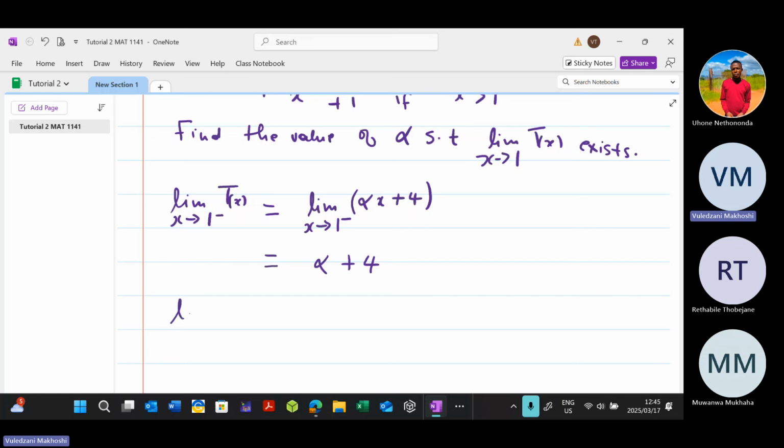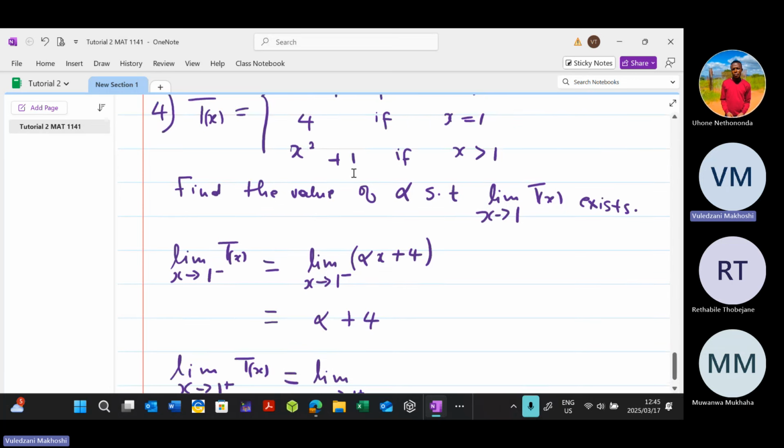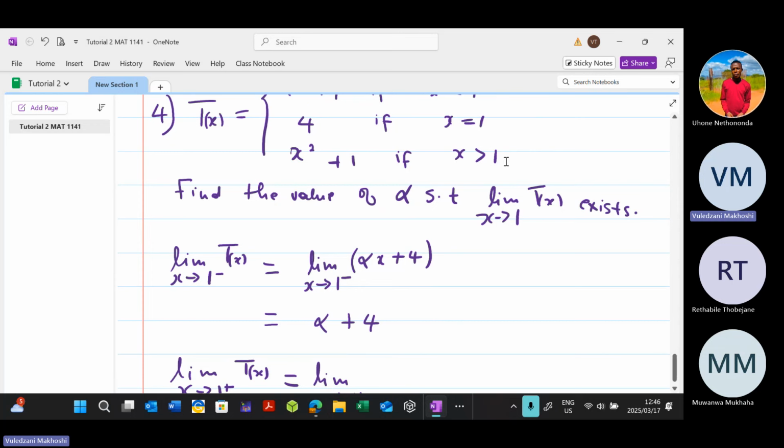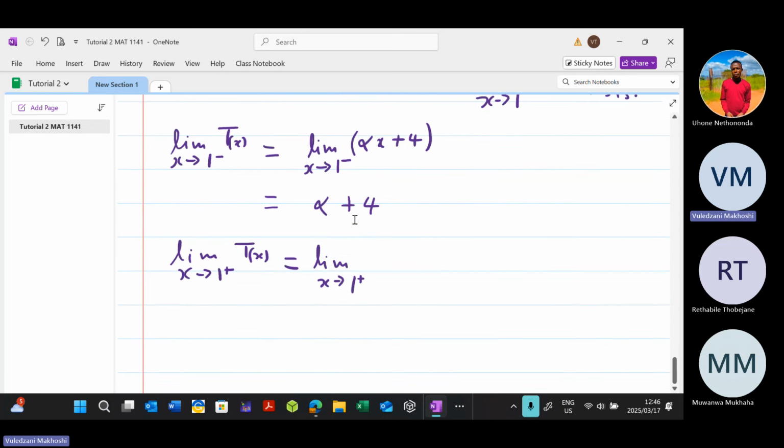Let us now look at the limit of t of x when x is approaching 1 from the right. And this is going to be the limit, x is approaching 1 from the right. Then when we look at our function, we end up with the limit of this function x squared plus 1, because here x is greater than 1, so we can approach 1 from the right-hand side. So we have x squared plus 1 as our t of x.